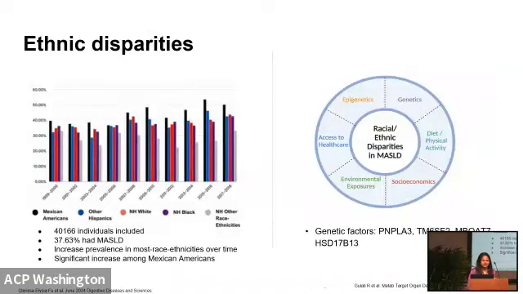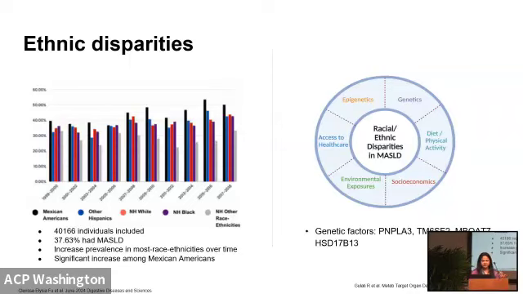Yes, there are a lot of ethnic disparities, as we can see from this study, which looked at more than 40,000 patients. 37% had MASLD, just like we were expecting. And there has been an increased prevalence in pretty much all of the race ethnicities, especially the Mexican Americans. And could this be the diet? Could this be socioeconomic? Or could it be access to healthcare? Or could this be genetics?